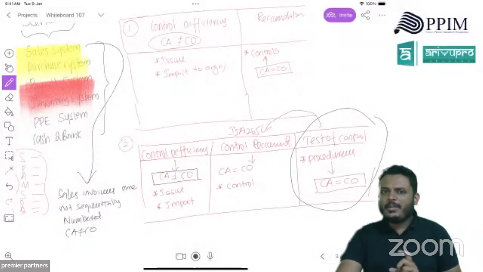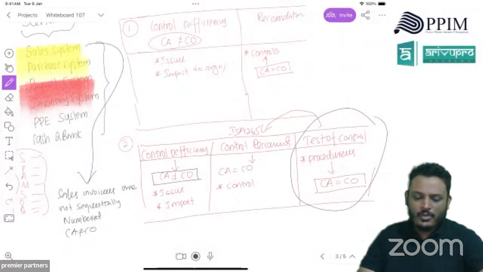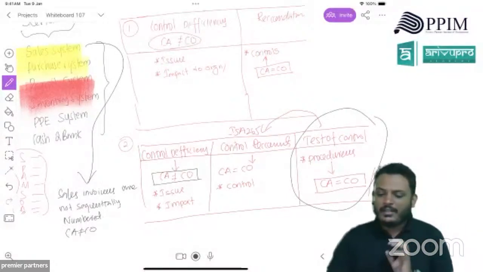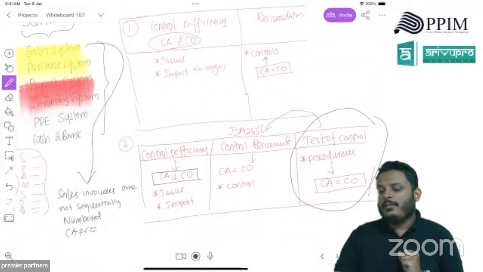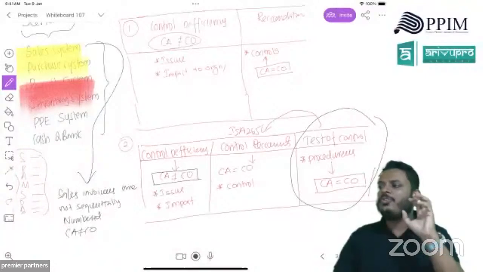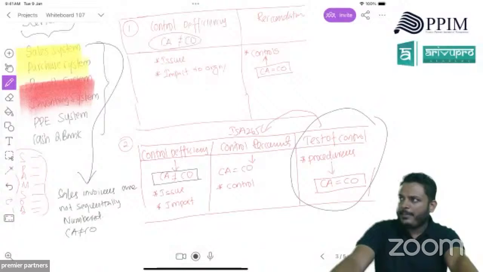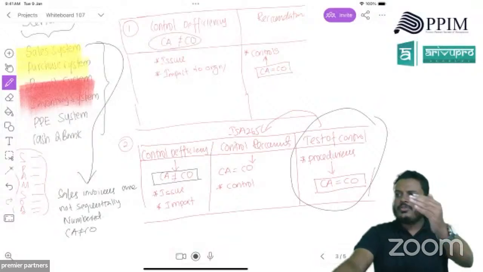Control recommendation means you are suggesting a control. So my recommendation is what? Simple. Sales invoices should be sequentially prepared. That is one control. Another control I can suggest is that periodically management should review the sequential check. These are the two controls I gave.